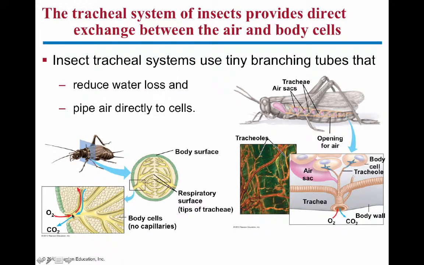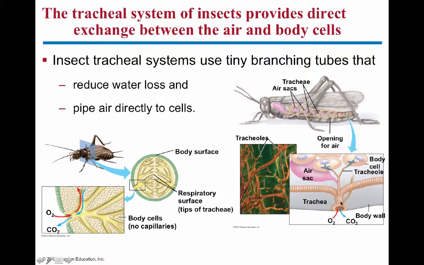The oxygen is going to go into the holes and branch through all these tubes, and the carbon dioxide will come from the tubes back out the hole. And all those tubes have to reach all the interior of the body. So that's one of the reasons insects can't be all that big. It's because the oxygen has to diffuse all the way into the inside.